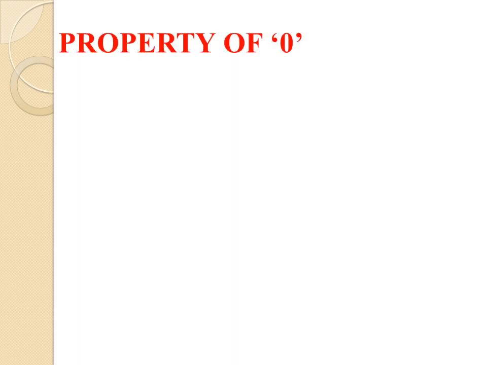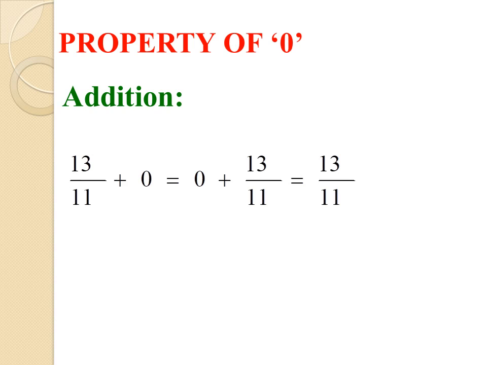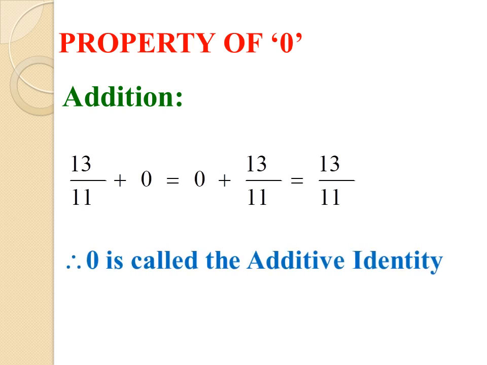Now we will learn the property of 0. What does it mean? We know it already. When we add 0 with any number, what will be the result, children? The same number. Yes, that's what it is. When you add 13 by 11 with 0, or you add 13 by 11 to 0, I mean the difference in order, you'll get the same answer, 13 by 11. This is called the property of 0.